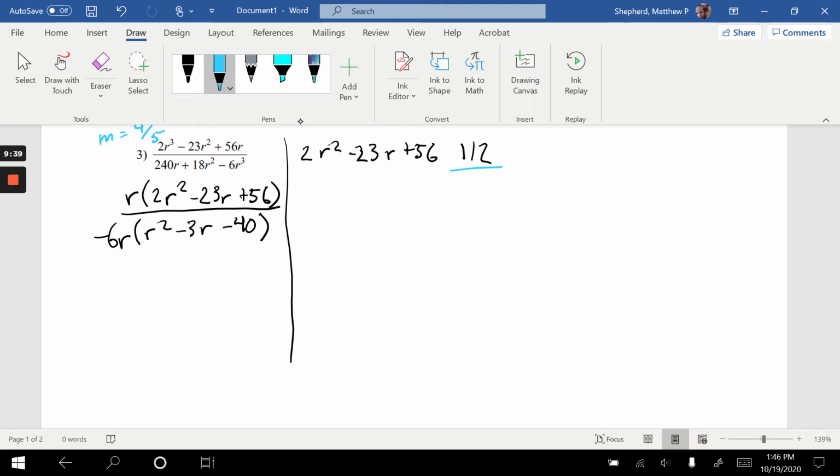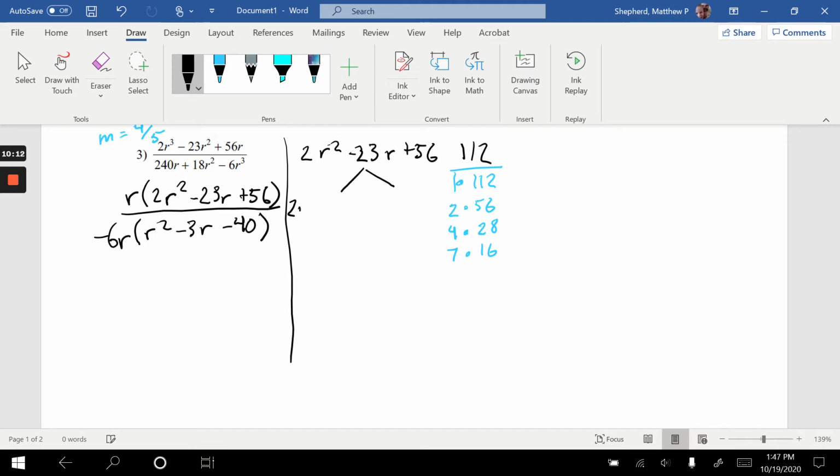And now I want to list the factors of 112. Now what I'm looking for as I go through these factors is I'm trying to find a number that when added or subtracted could give me a 23. And there we got it. So 7 times 16. So we're going to use that to split up that middle part.